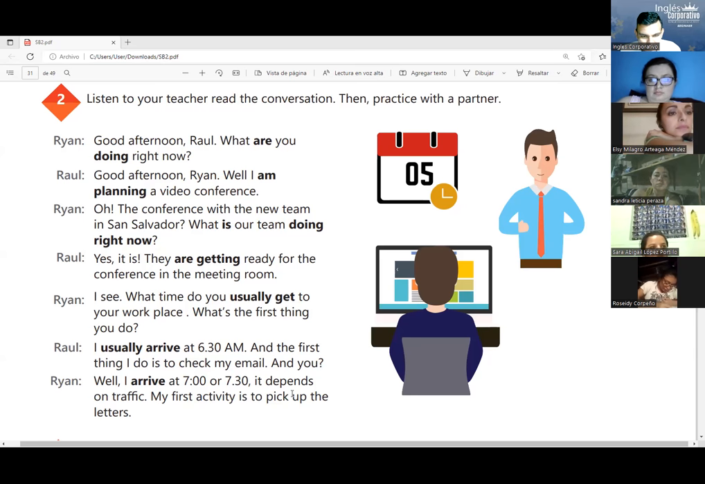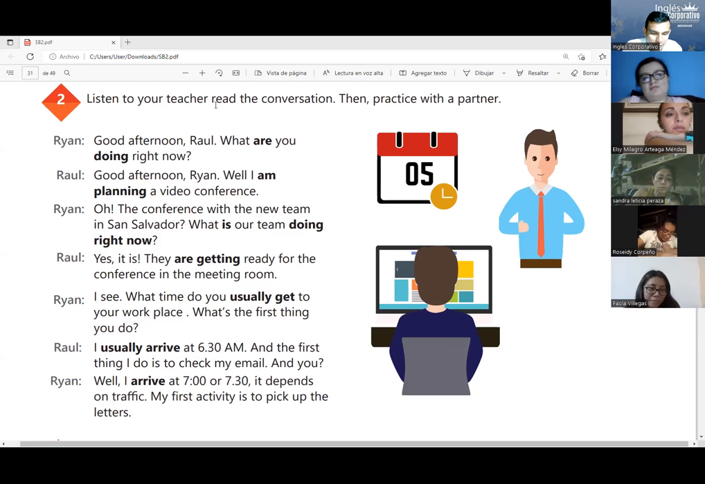Excelente. Díganme las oraciones que ustedes ven en el presente simple. They are getting. No. They are getting es presente continuo. Está en ING. Es presente simple. What time do you usually get up? Excellent. You usually get to your workplace? Excellent. Muy bien. Usually también. I usually arrive. Okay, esa es otra opción. También, I do is to check my email. Exactly. My first activity is the pickup of the letters. Excellent. My first activity is to pick up. Ese es el verbo to siempre. Muy bien. Is to pick up the letters. Excelente. Muy bien.